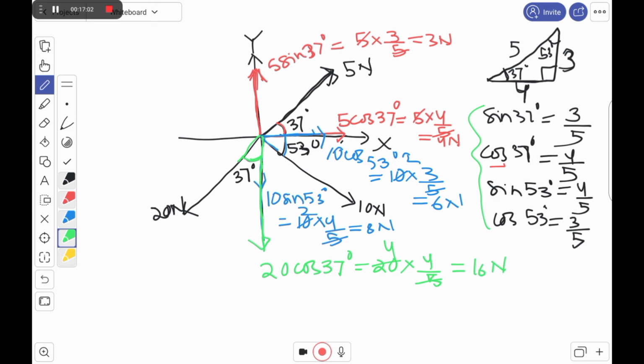Is it clear, children? Now what is the sine? This is your sine component. So this will be 20 sin 37 degree. Is it clear, children? So 20 sin 37 degree means sin 37 is how much? 3 by 5. So 5, 4, 12. So this will be 12 Newton. Okay, children. Is it clear?